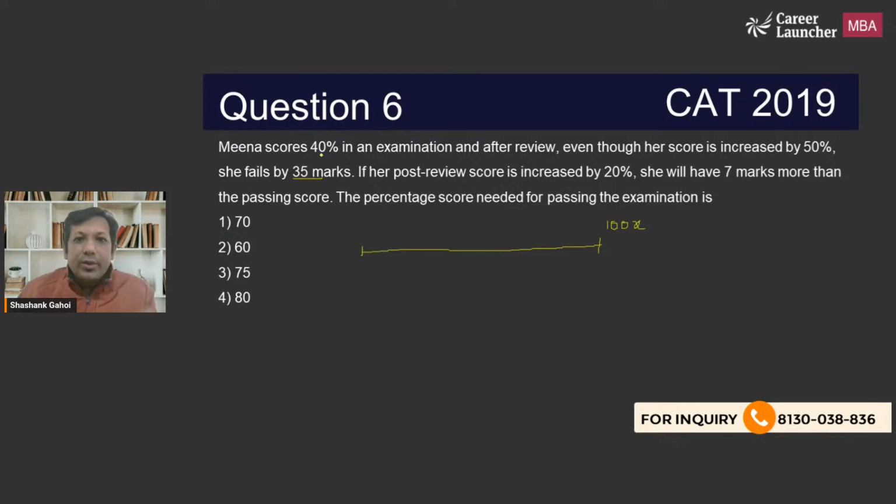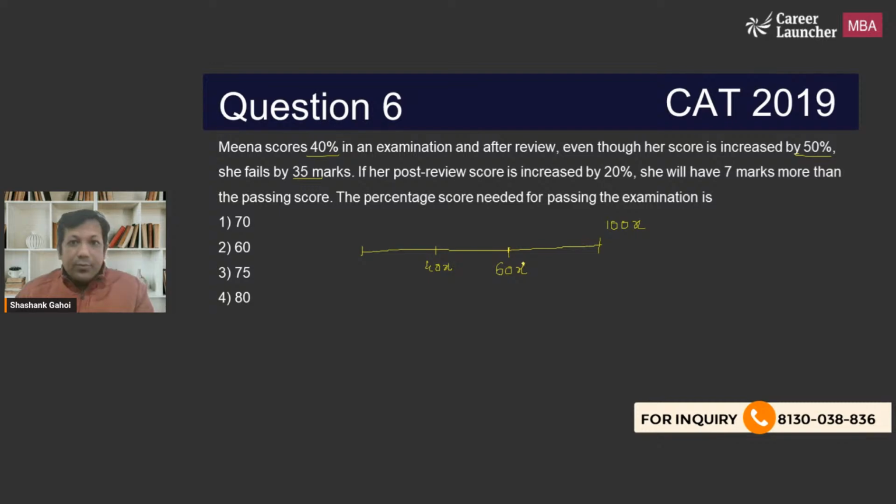How much is she scoring? She is scoring 40%. So she is scoring 40x. Okay, her score is 40x. Even though her score is increased by 50%. So her score is what? 50% of 40x. That is 20x, right? So her score increases by 20x. So she reaches 60x.